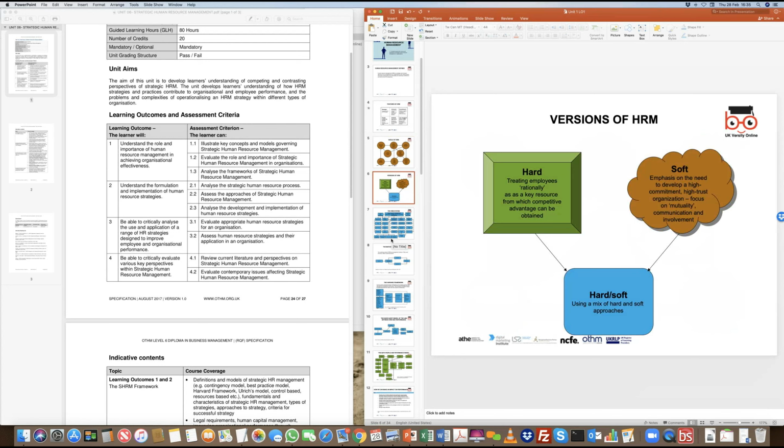Now, when we look at the concepts, in the early 18th century, there were two concepts of HRM which were invented, and they are called hard HRM and soft HRM. In hard HRM, the company treats the employees rationally. They see employees as one of the resources, but an important resource which can make a difference to the organization.